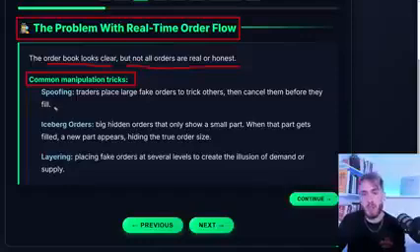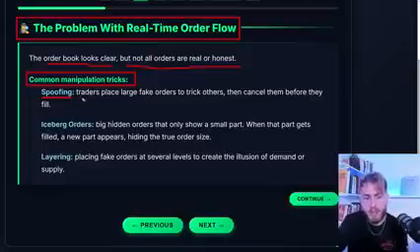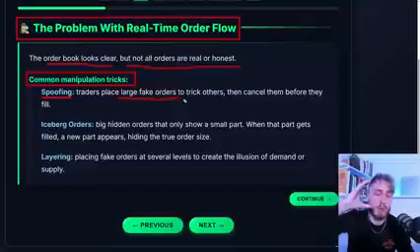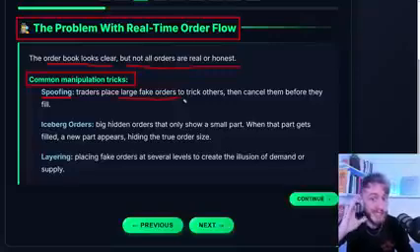And the first trick you need to know about is something called spoofing. This is actually a pretty simple trick. And this is where traders place large fake orders to trick others, and then they cancel the orders before they get filled. So I want you to have the order book you learned about earlier in the course in mind.